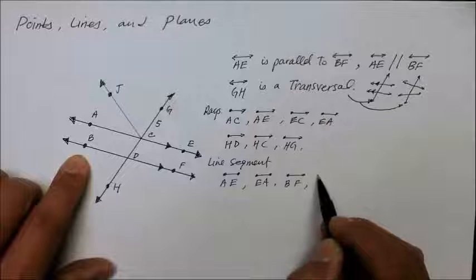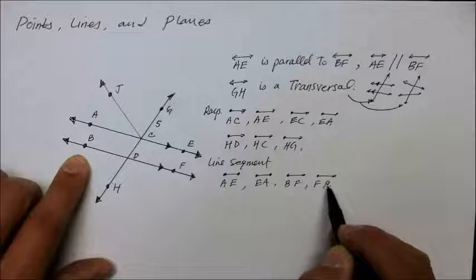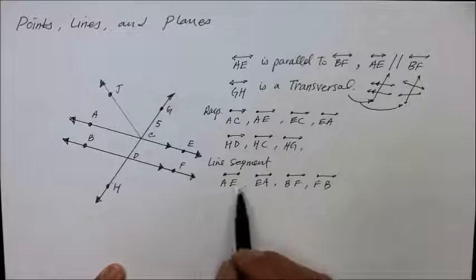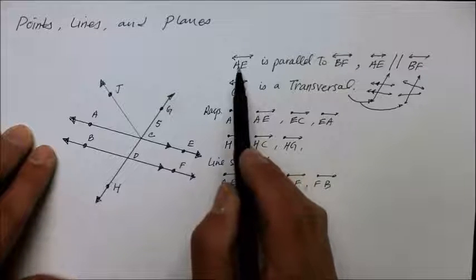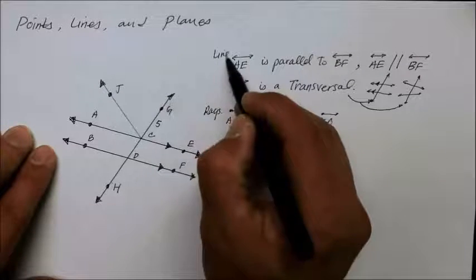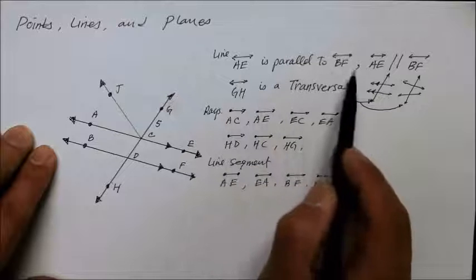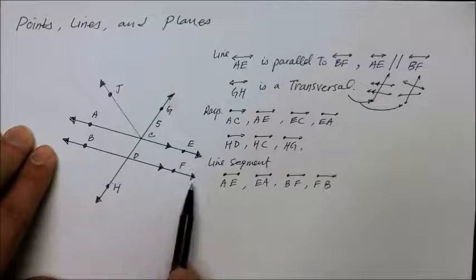I see another, of course, then FB. And I don't want to go into line because we already did that using this symbol. So let's put that over here. Line AE is parallel to BF. See? We did that already.